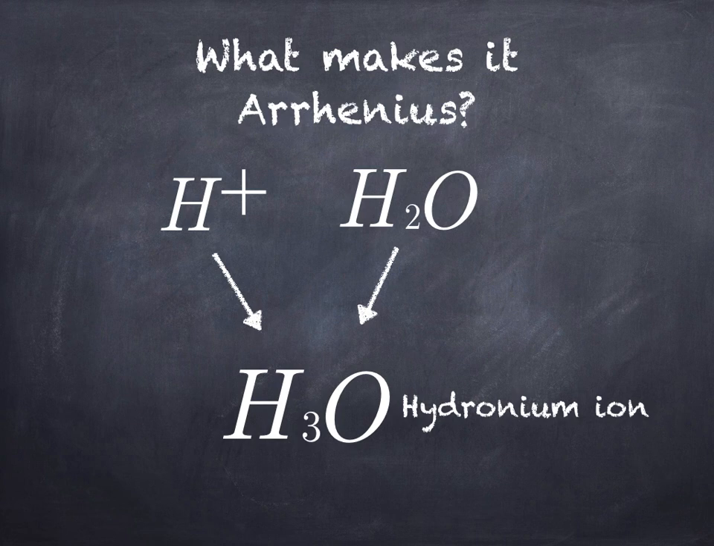Now what happens is you have H+, which is really just a proton, and it goes and associates itself in water with an H2O molecule. And when it does that, it forms this thing called a hydronium ion, an H3O+. And that's what makes this Arrhenius, and that's the term for it. So this is what it means to be an Arrhenius acid. Again, to make it an Arrhenius base, it just has to produce hydroxide. So that's one definition of an acid.